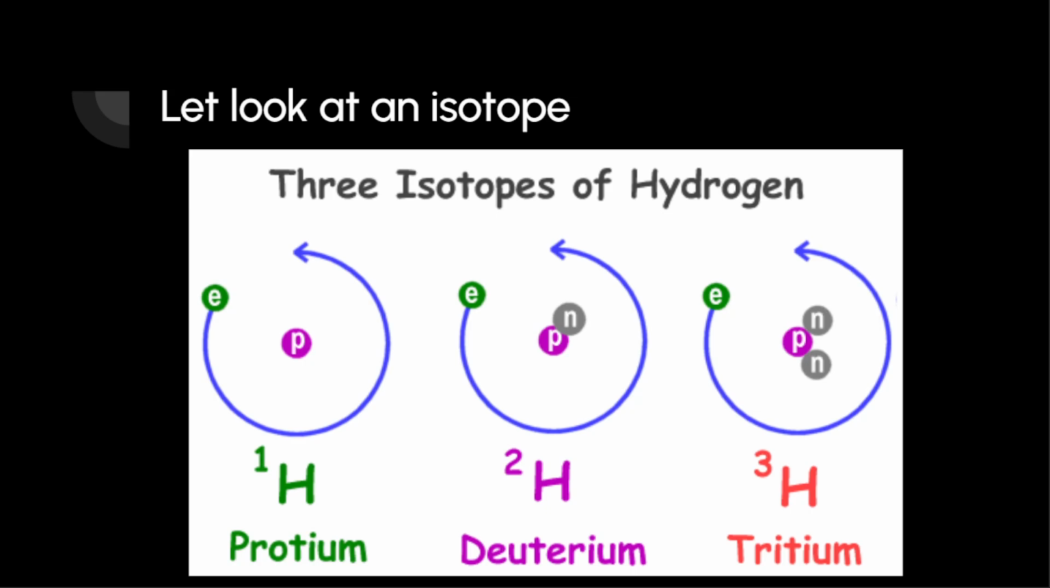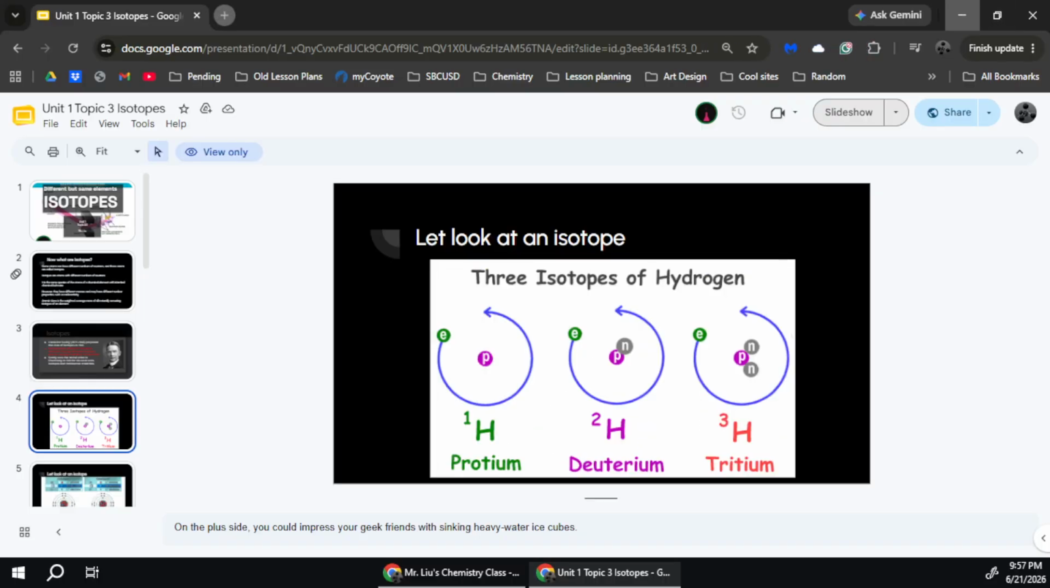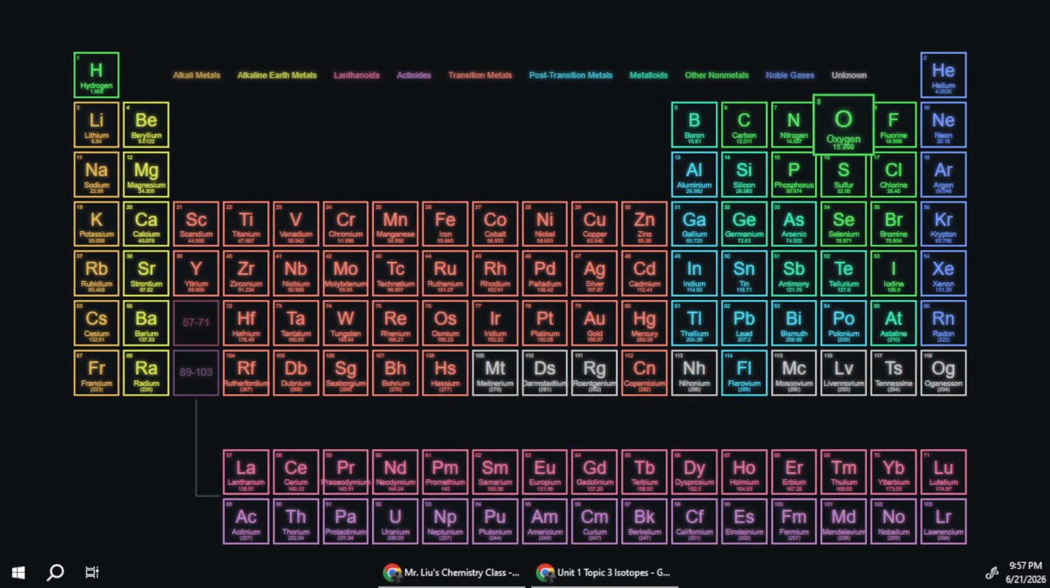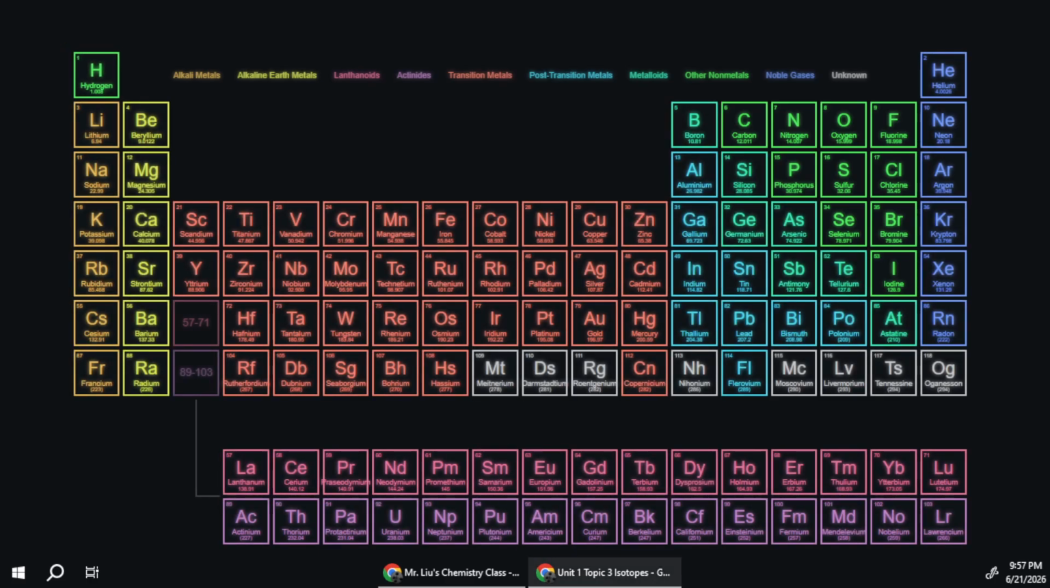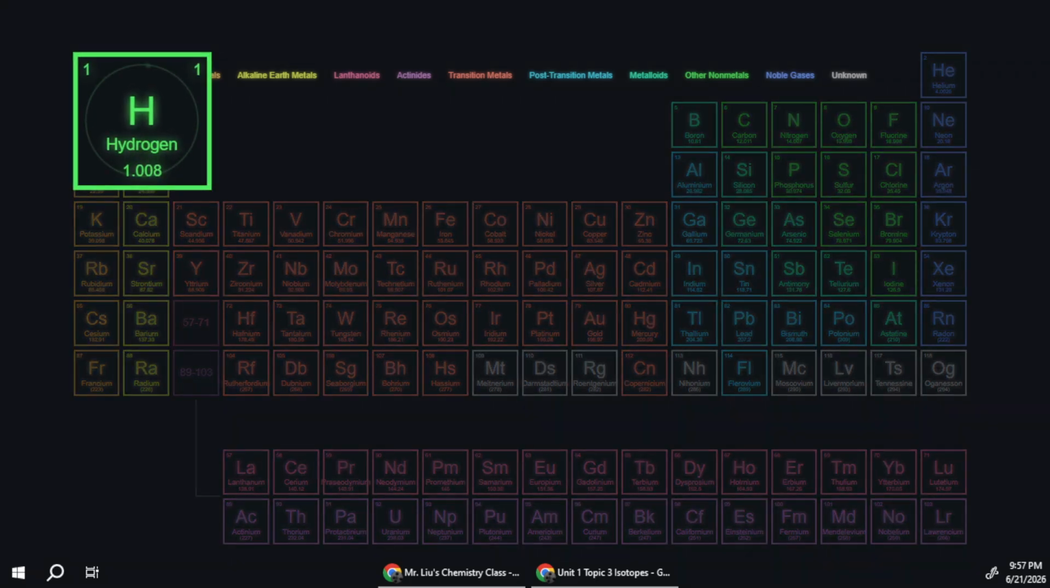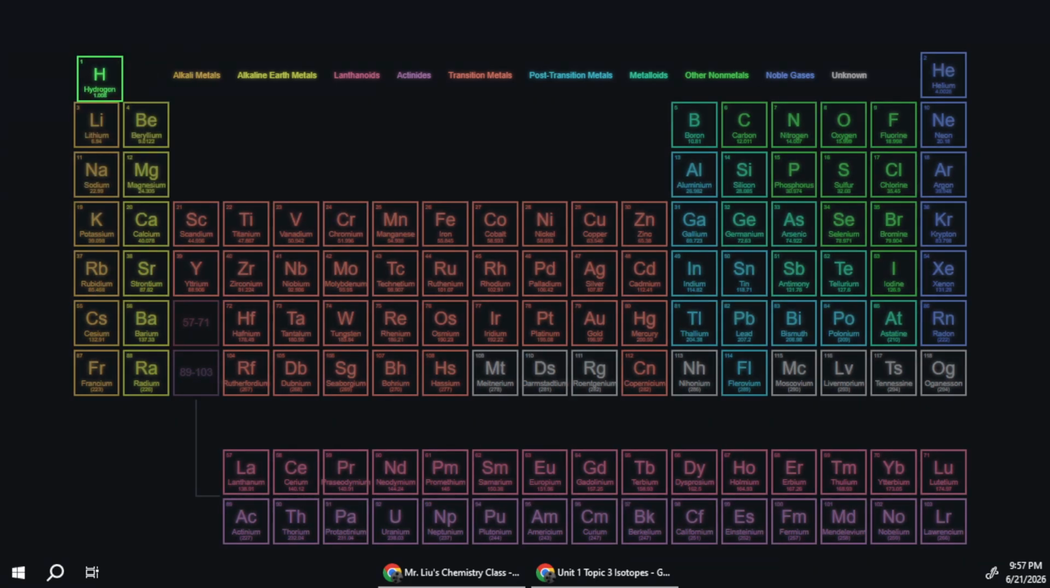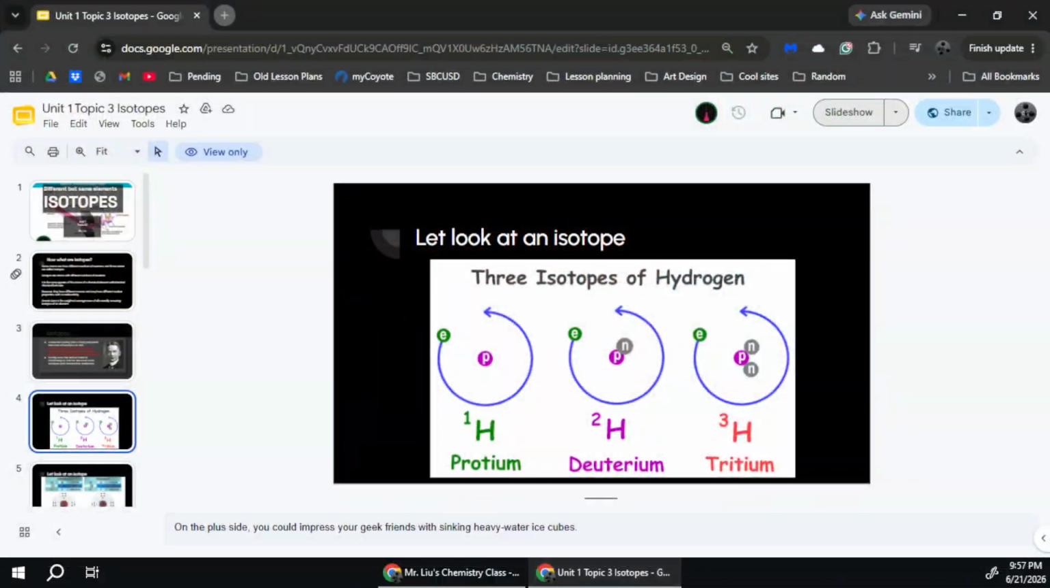So let's look at this example. Hydrogen is a special element. Hydrogen is always a special one. Look at it on the periodic table. It's part of the green color because it is part of nonmetals, but it is isolated in a corner. So hydrogen has always been a special element. And it's the first element. So just remember, hydrogen is special.